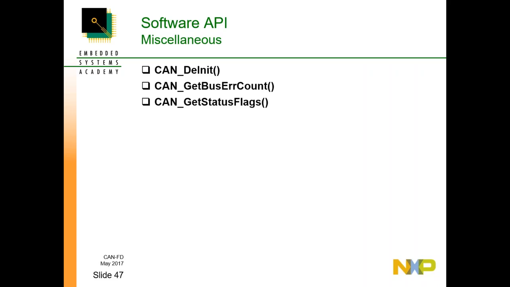GetBusErrorCount gets the current values of the error counters, which is sometimes useful for the application layer to know. GetStatusFlags gets the current status flags, allowing the application layer to respond to bus off or error active, for example.